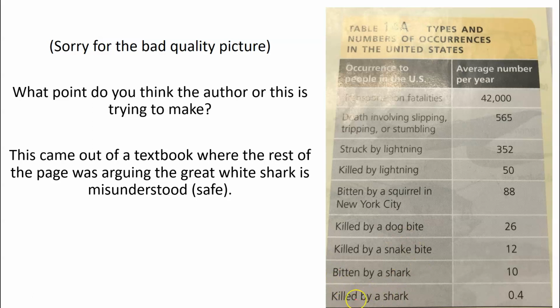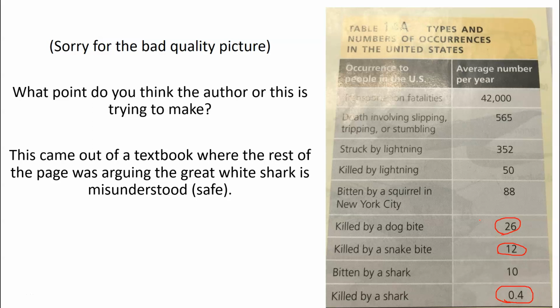You look on here, it's like, well, killed by a shark, only, no pun intended here, but that's about half a person a year, okay? It's 0.4 of a person a year, so that's a pretty small number compared to, you know, killed by a snake bite or killed by a dog bite. But I would argue this. Living in Minnesota, I believe that there's been no shark bites in the state of Minnesota ever on record.